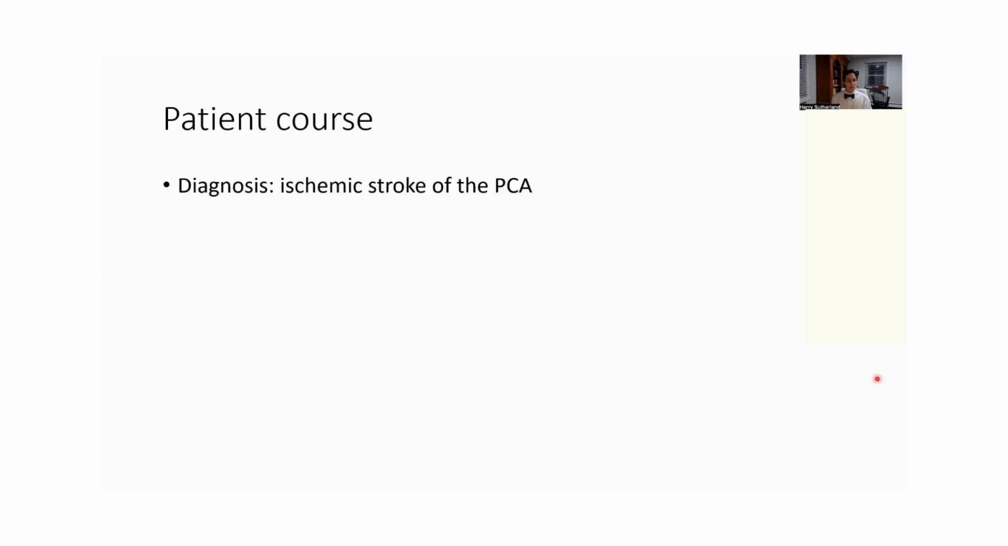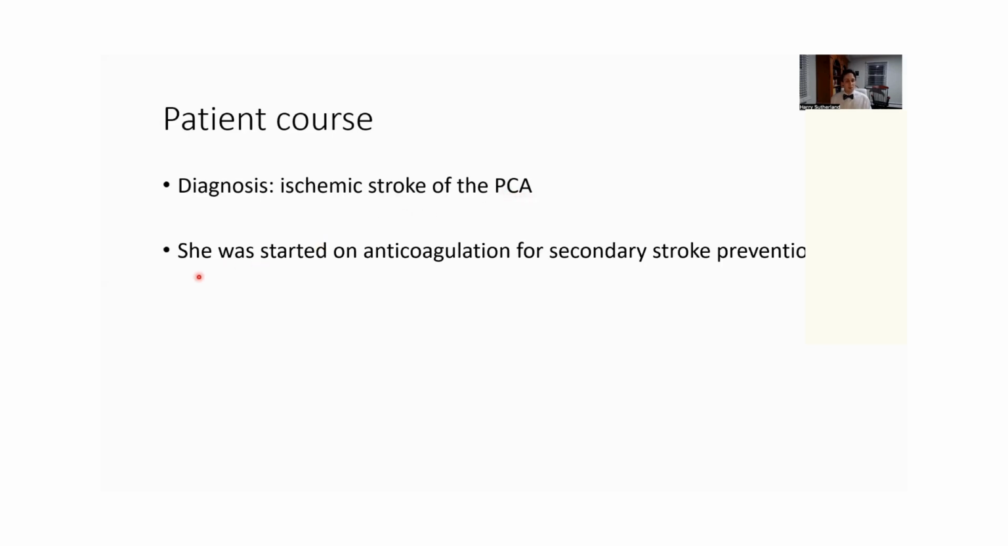So for this patient's course, the diagnosis based on the MRI was that she had had an ischemic stroke of the artery that feeds that part of the brain. That specific artery is called the PCA. She was started on an anticoagulation to thin her blood because atrial fibrillation, that irregular heart rhythm we mentioned, is a major risk factor for stroke. So she was started on a blood thinner to reduce her risk of having another stroke.